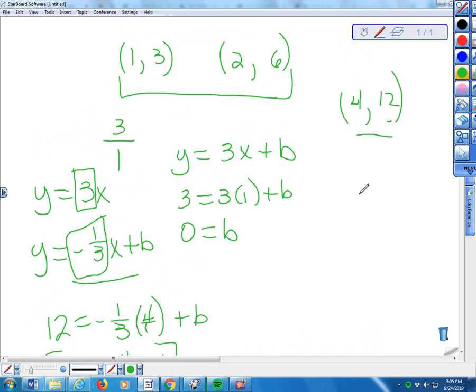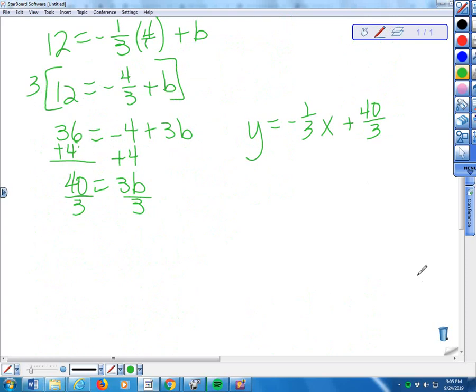So on Desmos, everybody clear your screens. Type in your original line, y equals 3x. Just 3x. That's what we found our original line to be. Everybody type that? Now type the line we just found to be perpendicular. y equals negative 1/3 x plus 40/3.